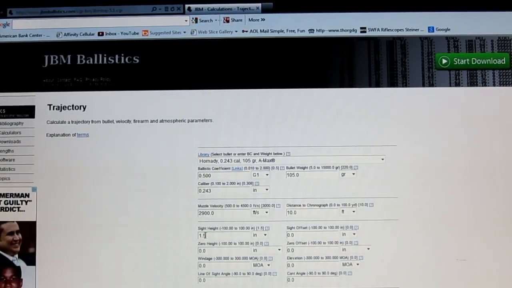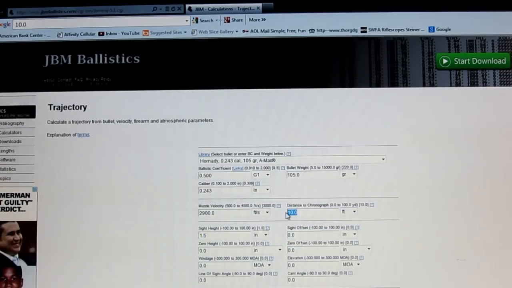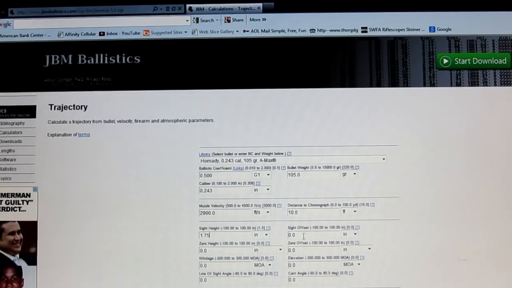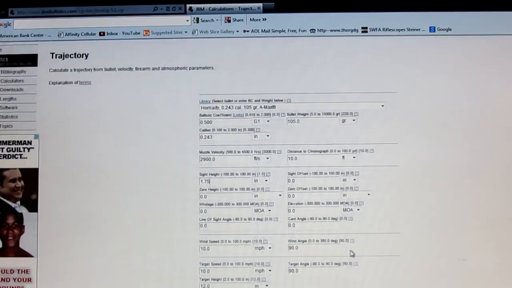The sight height on this particular rifle, that's another column you're going to want to fill out. If your chronograph is a different distance, enter it in there. Sight height on my rifle is 1.75 inches. You don't need to worry for now about the sight offset, zero height, offset zero, all this stuff here. Don't worry about that for now. For now, just fill in your muzzle velocity, your distance to the chronograph, and your sight height for this section. Okay, we're going to scroll down.